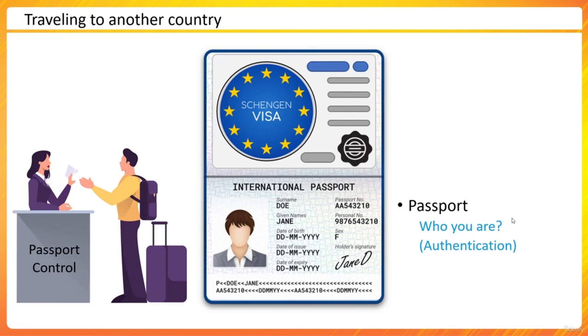So the passport officer will check the photo in the passport and compare it with your face. That is authentication happening there. They may also check whether the passport is genuine or not. And if everything is fine, then they will go to the next step.